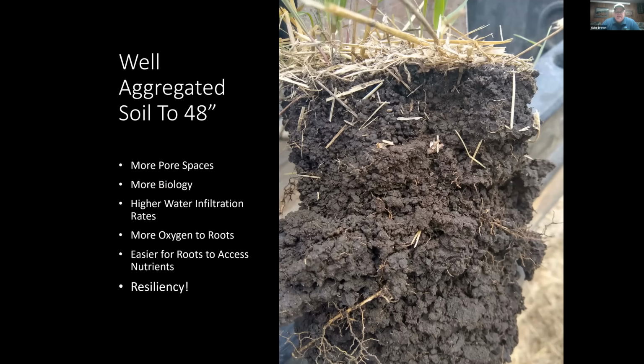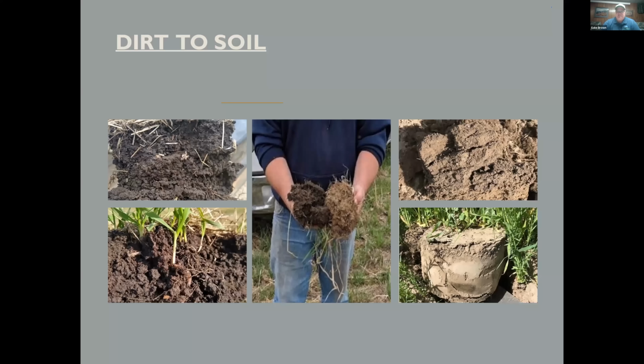Today we have 19. Take a look at that soil there, okay? We obviously have more pore spaces. That leads to more biology, that leads to higher water infiltration rates, leads to more oxygen in the roots, leads to higher carbon levels, leads to easier root access to those nutrients. That's how we build resiliency. And we can do this on any farm, any ranch, anywhere in the world. This isn't rocket science. It's simply applying the principles to drive the processes.